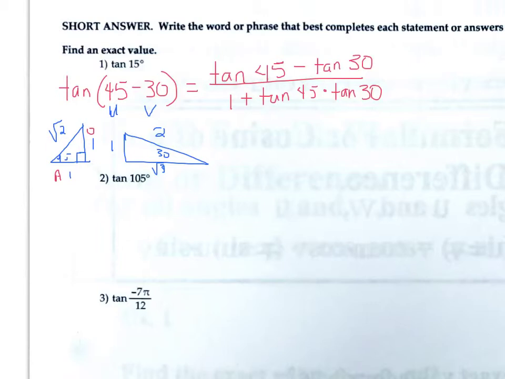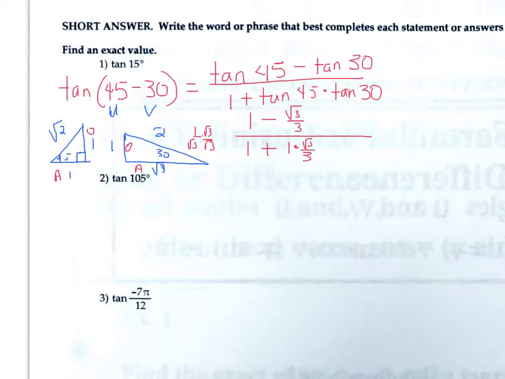So it would be 1 minus, what about tangent of 30? 1 over square root of 3, but then you rationalize, so it's square root of 3 over 3. So it's 1 minus square root of 3 over 3. And then divided by 1 plus, okay, tangent of 45 is 1 times tangent of 30, which is square root of 3 over 3.